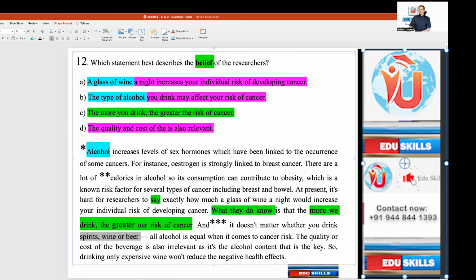Otherwise, even otherwise, the quality or cost of the beverage is also irrelevant. Here the answer option says relevant, and here it says irrelevant. So it is a contrast, opposite, no? It can never be the belief of these people, it's against their belief. So you can eliminate that.